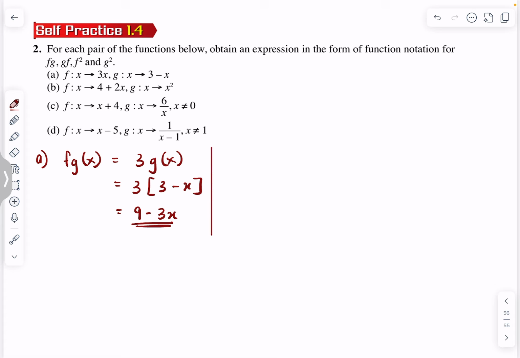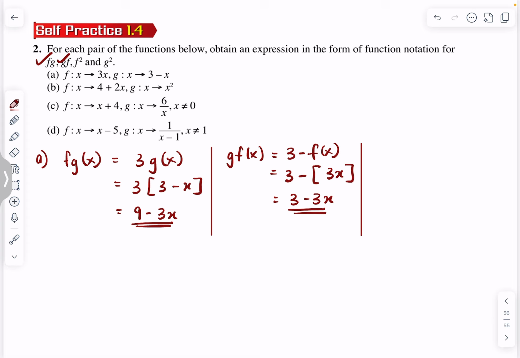Okay, next. So fg done, next gf. So g(x) is 3 minus x, g(y) would be 3 minus y, g(z) 3 minus z, gf(x) will be 3 minus f(x). And we know f(x) is 3x, so you put this into the f(x). So it's simply 3 minus 3x. That's all.